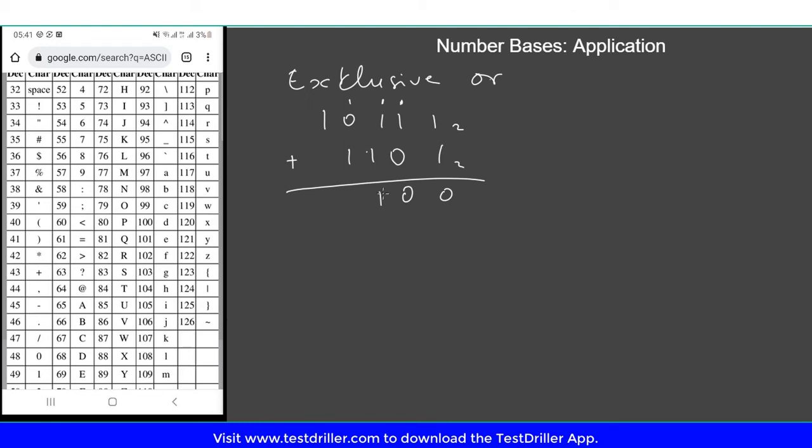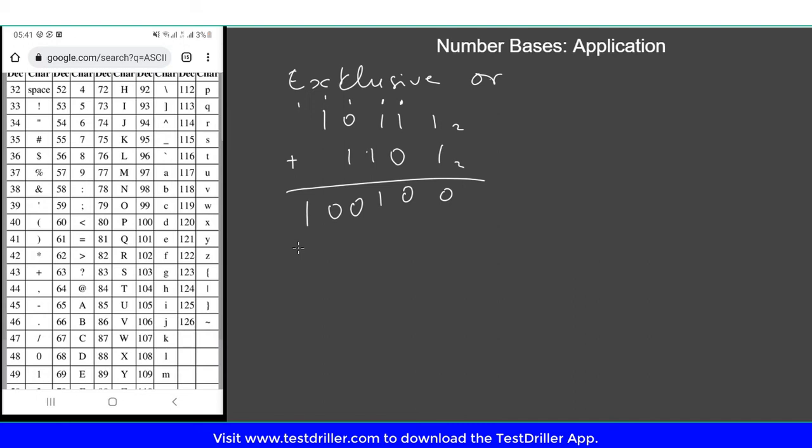Then you add this, that's 2. How many 2s can you find in 2? That's 1 remainder 0. 1 plus 1, that's 2. How many 2s can you find in 2? That's 1 remainder 0. And you have this one. So this is how you do your normal addition.